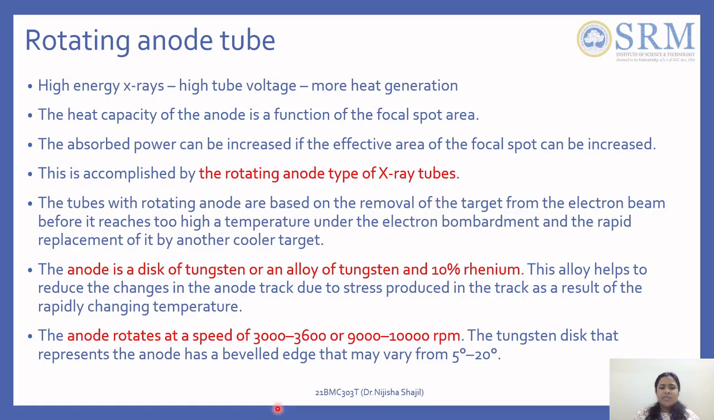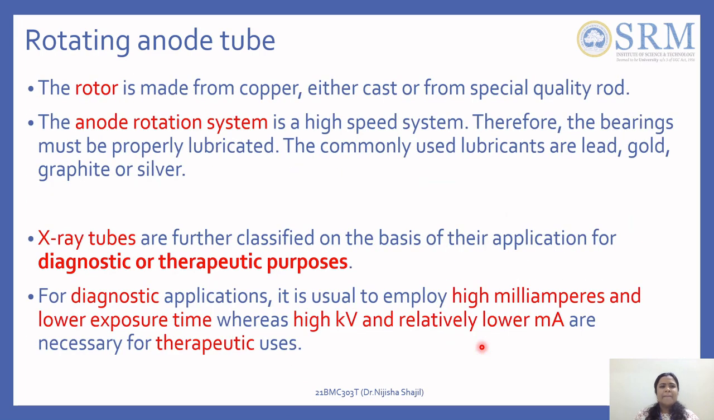So what is the rotation speed? Around 3000 to 3600 rpm, and it is tapered to 5 to 20 degrees. Again, the rotor and everything will be of copper to release the heat, and then you have the anode system. This is a high energy system, so it must be lubricated because it is rotating, proper lubrication must be there. So whenever we go for a rotating tube, you have an extra circuitry. It is usually high energy, but it is a more complex system.